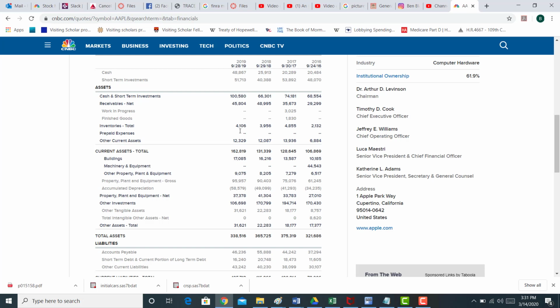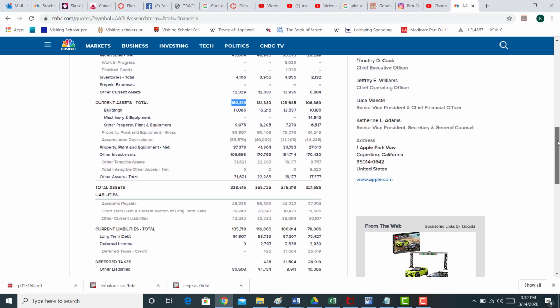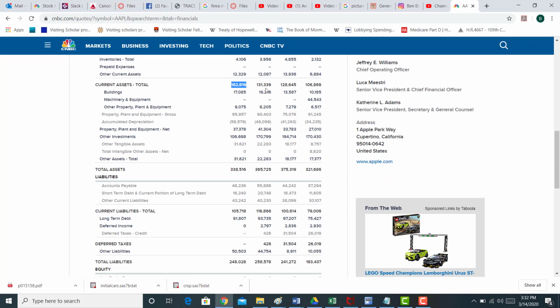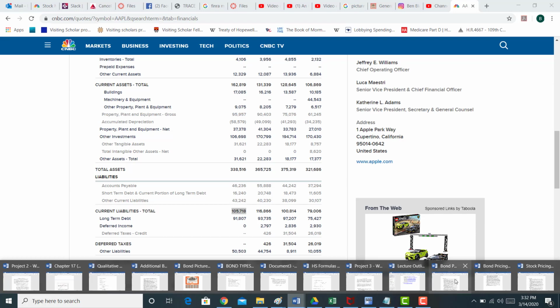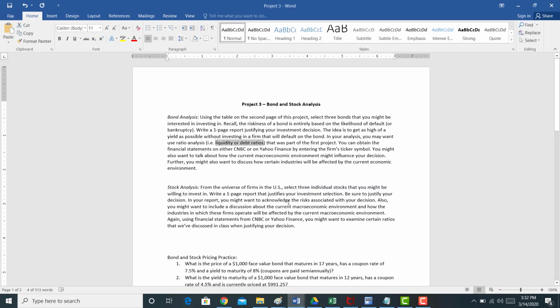How you would do that is you would go ahead and find current assets. Let's say you wanted to calculate the current ratio. Recall that the current ratio is current assets divided by current liabilities. So I'm going to divide 162,819 by current liabilities, which is 105,718, and I'd come up with some answer. You might want to use these ratios to justify your investment decision in project 3.